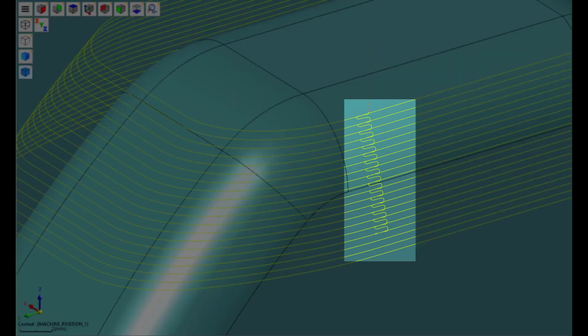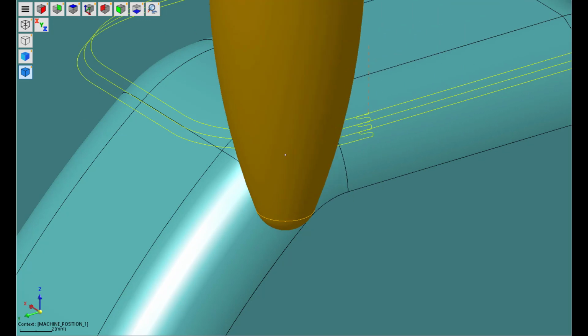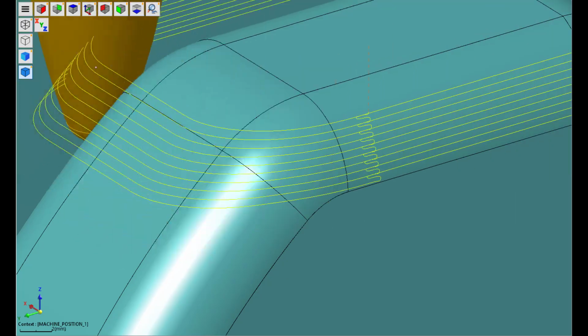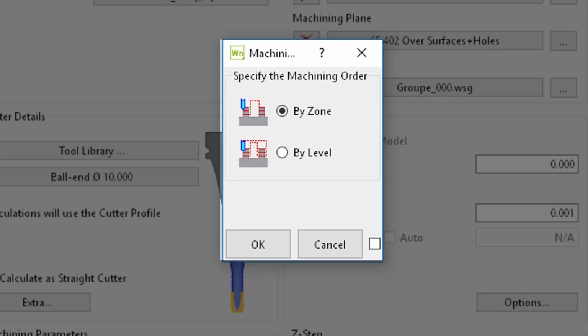To avoid unnecessary retracts, a transition move is created between closed passes. The option to choose by zone or by level is now made available with 2019 R1.